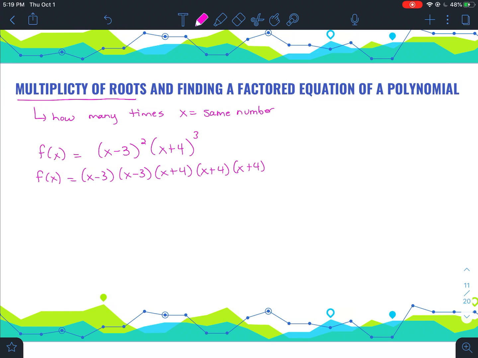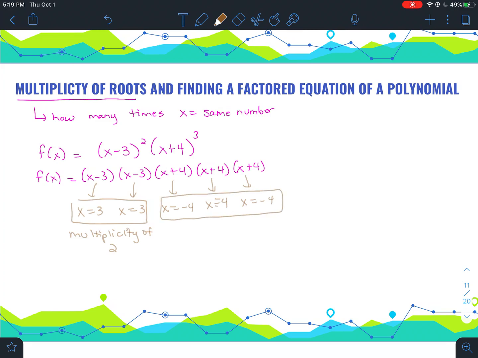So the roots, or the x-intercepts, would be x equals 3, x equals 3, and then this one would be x equals negative 4, x equals negative 4, and x equals negative 4. Well, how many times did x equal 3? So since it equaled 3 twice, we say that this has a multiplicity of 2. Since x is equal to negative 4 3 times, we say it has a multiplicity of 3.